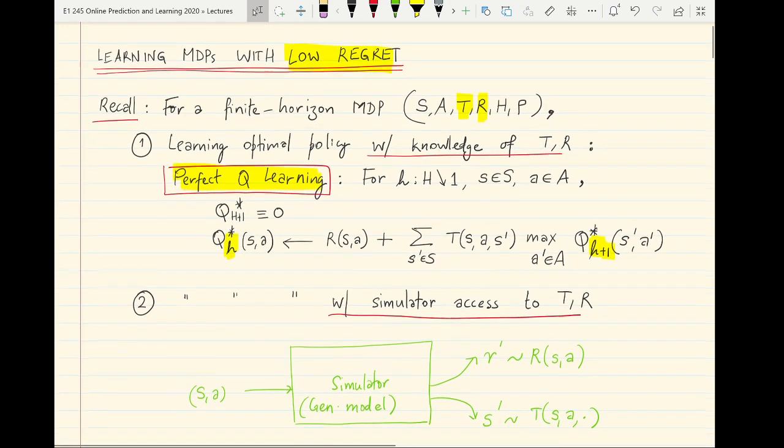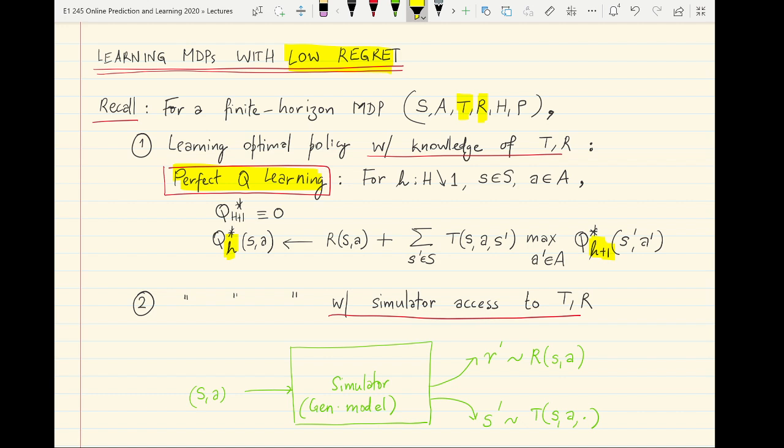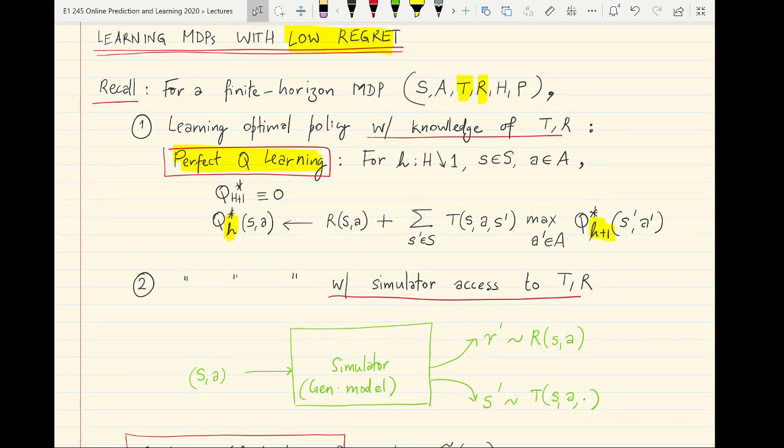In the case where the learner is not provided explicit information about T and R, about the dynamics of the MDP as well as the reward or utility function R, we saw that instead of providing the complete T and R, the learner is provided with simulator access to T and R, in the sense that there is an oracle or a black box or a generative model that, when given any input as a state action pair SA, gives a typical sample from the reward distribution corresponding to that state action pair and the next state distribution corresponding to that state action pair.